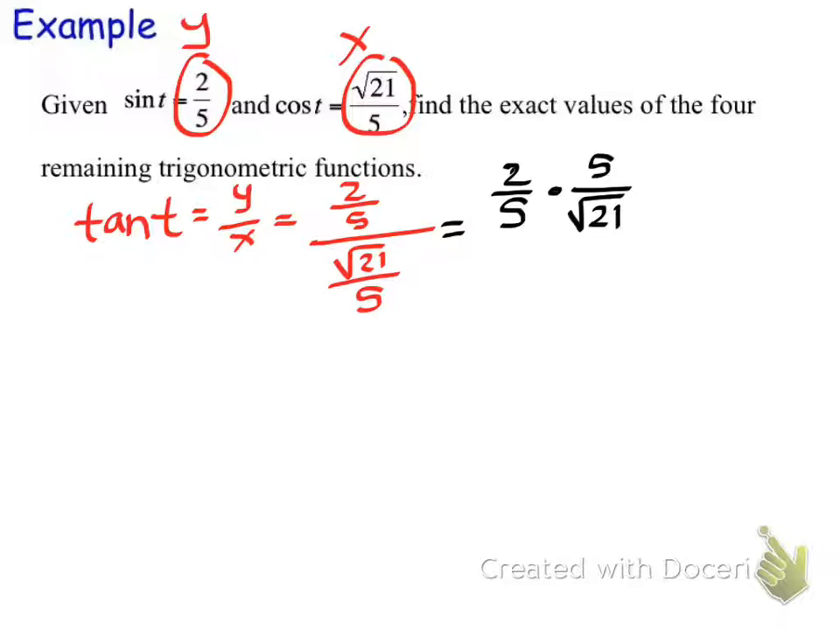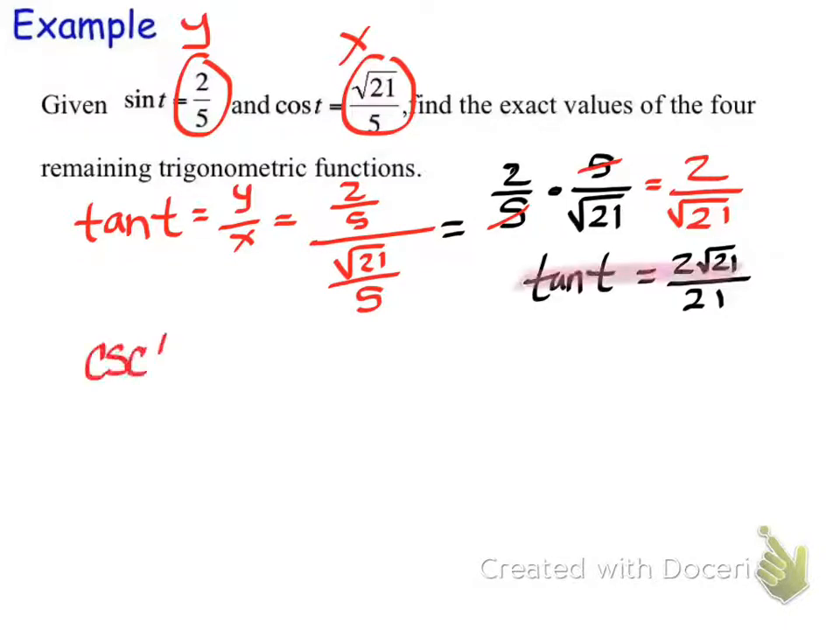Now we'll simplify using our understanding of fractions by changing the division to multiplying by the reciprocal. So we'll do 2/5 times 5 over square root of 21. Simplifying that, cancel the 5's, and we'll get 2 over square root of 21. But of course we have to make it proper and give an answer of 2 square root of 21 over 21. So that's how we'll find the tangent of t.